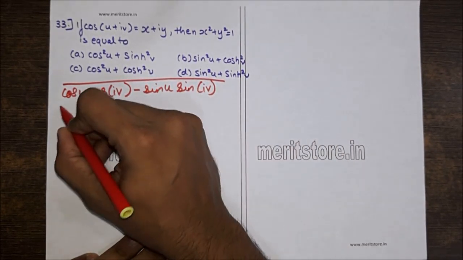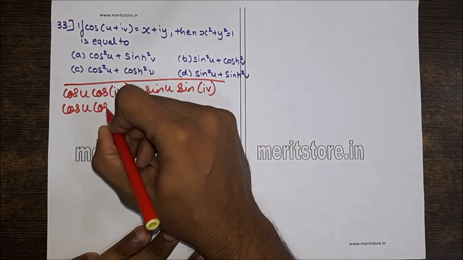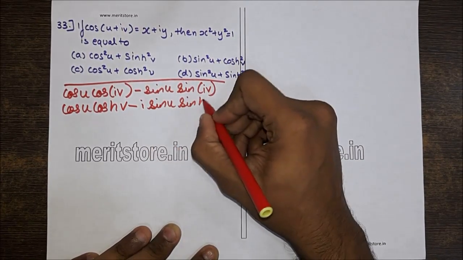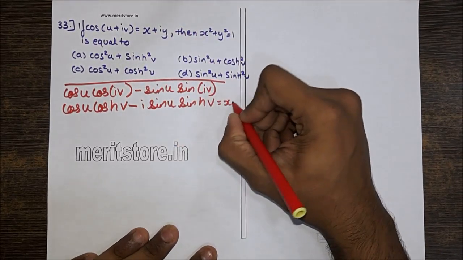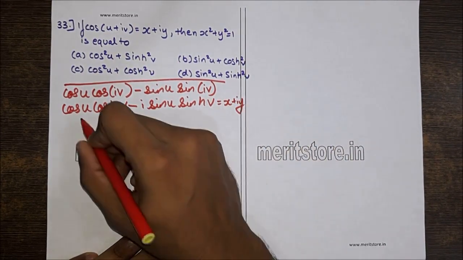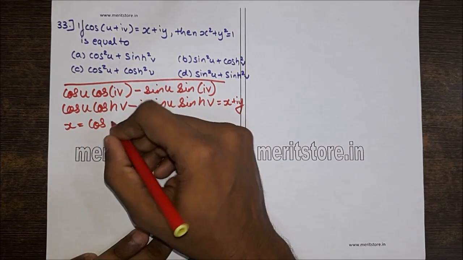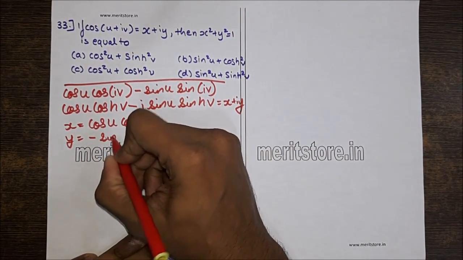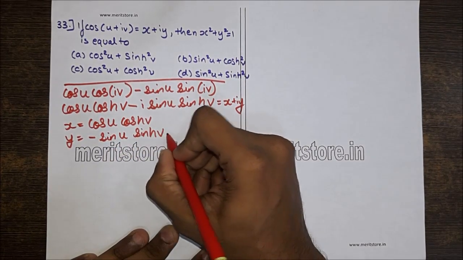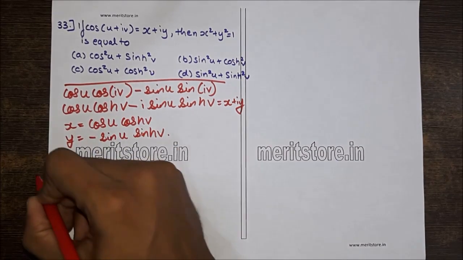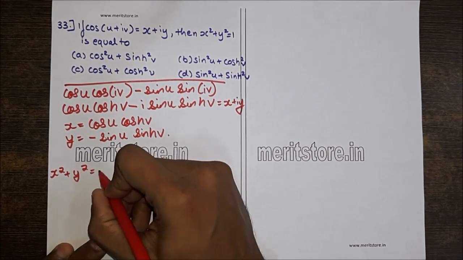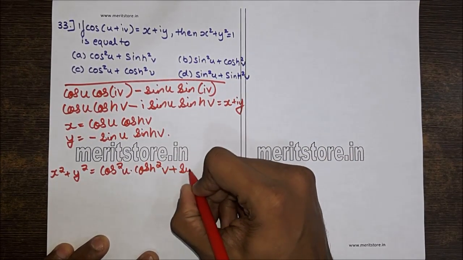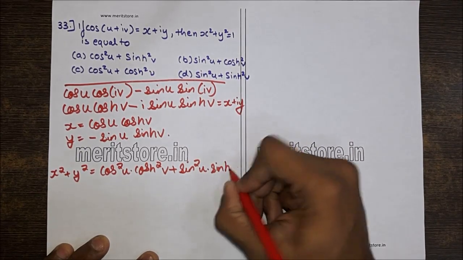Solving these two terms, we would get cos u into cos hyperbolic v minus i sin u into sin hyperbolic v, which is equal to x plus iy. Now comparing these two terms, we would get x is equal to cos u into cos hyperbolic v, and y is equal to minus of sin u sin hyperbolic v. Squaring x and y and adding them, we would get x square plus y square is equal to cos square u into cos hyperbolic square v plus sin square u into sin hyperbolic square v.